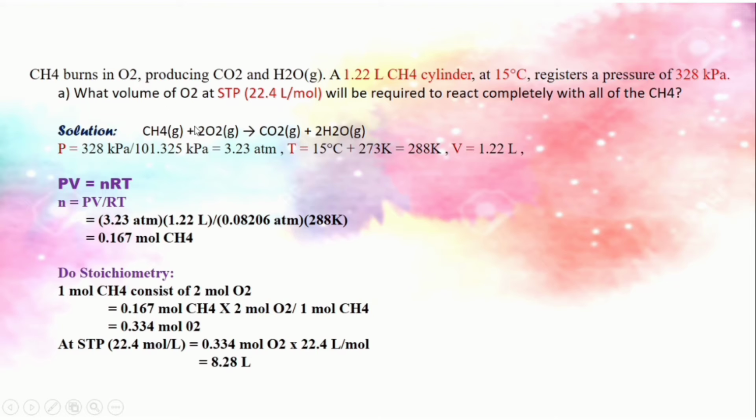For the solution, in this question they have not given the equation, so we must write the equation first. CH4 reacts with oxygen to produce carbon dioxide and H2O. We must balance it first. There is C1 here and C1 here, so C is balanced. For hydrogen, there are 4 here and just 2 here, so we must put 2 here. So 4 hydrogen, it is balanced. For oxygen, there are 2 here, and 4 oxygen in the products, so we must put 2 here. Okay, so the equation is balanced.